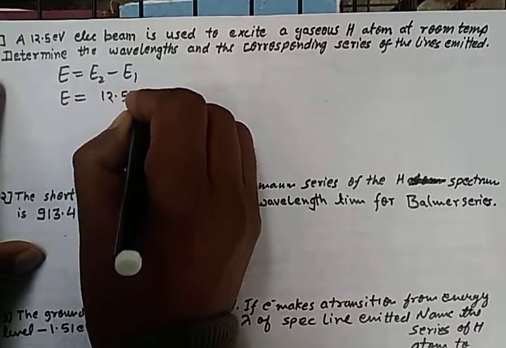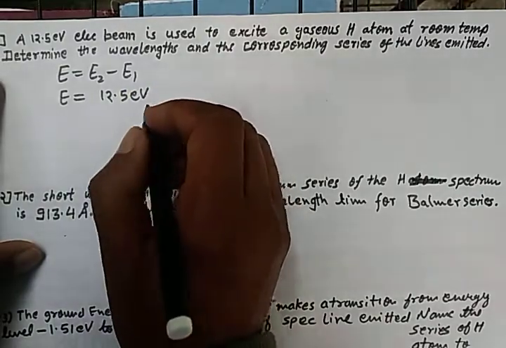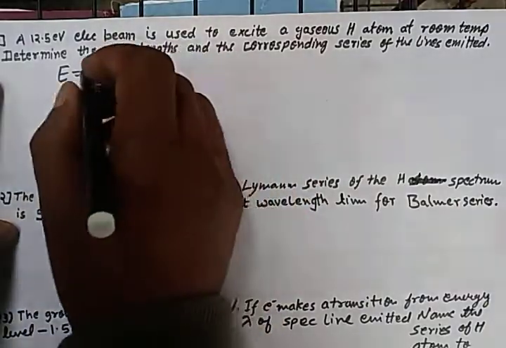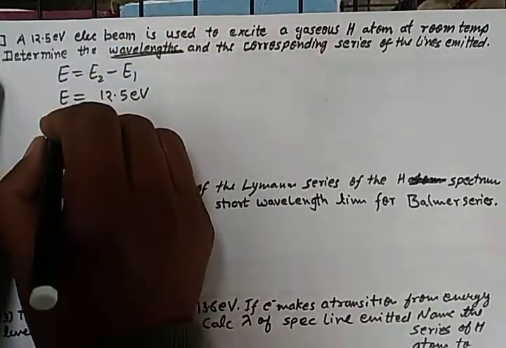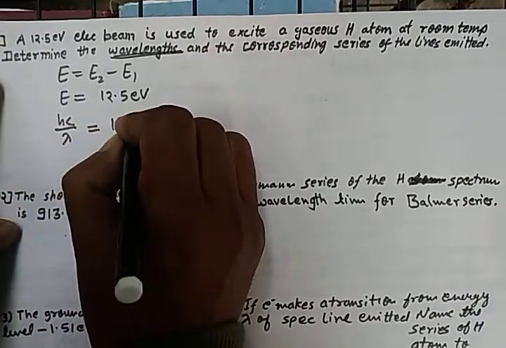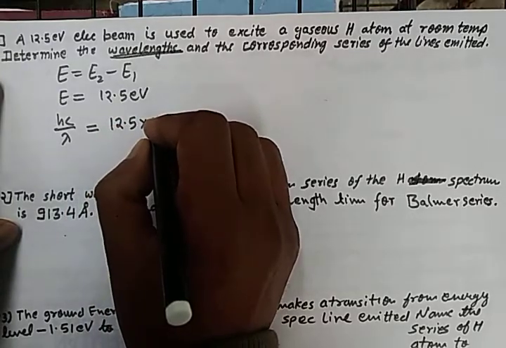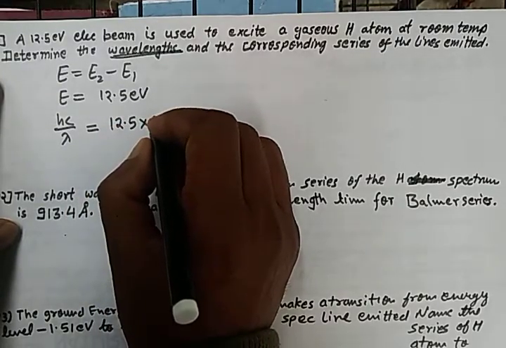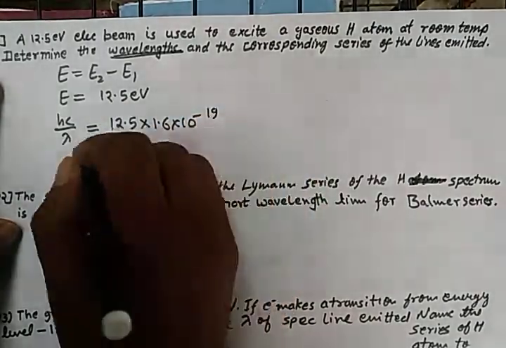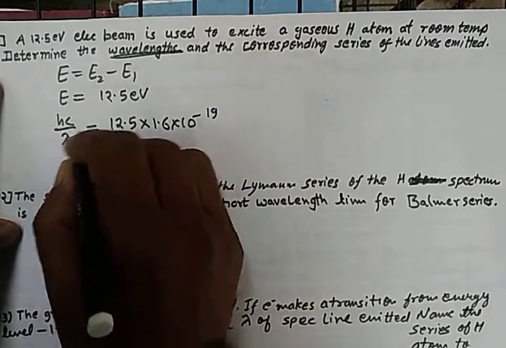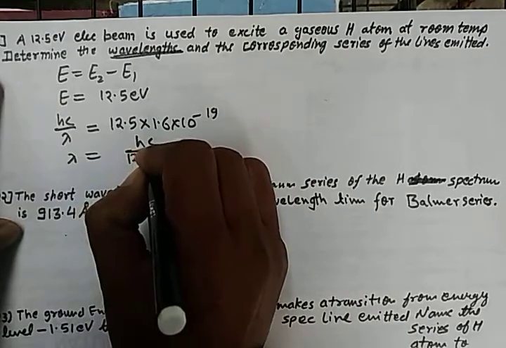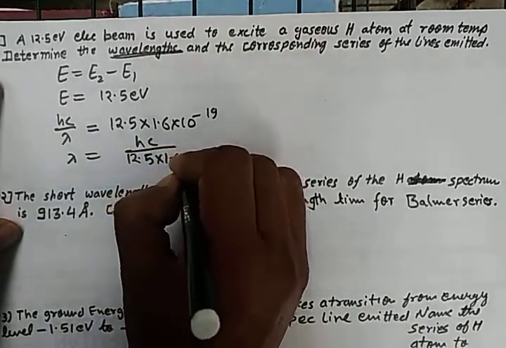12.5 electron volt, and first we will convert this into joules. As we know we have to find wavelength. So E equal to hc by lambda, and that is equal to 12.5 electron volt. We have to change it into joules, so it will be 1.6 into 10 to the power minus 19. So lambda will be hc by 12.5 into 1.6 into 10 to the power minus 19.